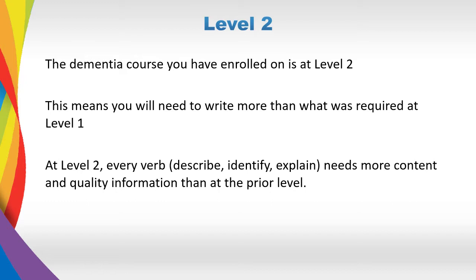So your level 2 dementia course, as I say, it's a level 2. This means that you're going to need to write a lot more than you did during your level 1 health and social care course. So you'll see that the verbs are the same. You'll see the verb describe, identify, explain, etc. But you do need to write more content than you did at level 1. This doesn't mean that it doesn't need to make sense. You need to make sure that you are structuring your work so that you are providing us with a quality of information at level 2. So not only the quantity, but also quality information.